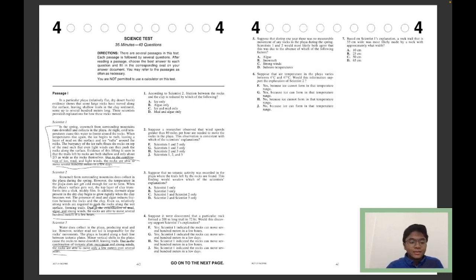For now, just by looking at these 3, I can tell scientist 1 is saying that the rocks are moving a lot in a few days because of ice, mud, and light winds. Scientist 2 is saying that they move a lot in a few hours because of mud, algae, and strong winds. And scientist 3 is saying that they move a little bit over a long time due to tectonic plate and strong winds. So, according to scientist 2, friction between the rocks and clay is reduced by which of the following? Okay, so for this question I do have to read what scientist 2 says.